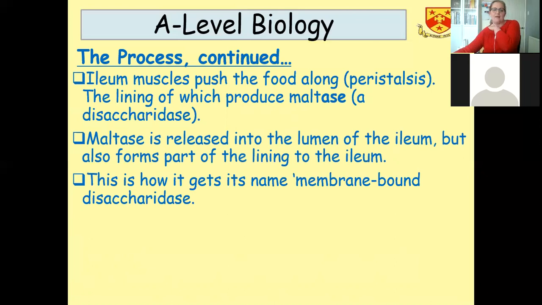This is how it gets its name, membrane-bound disaccharidase. It gets referred to as membrane-bound disaccharidase because it forms part of the lining of the ileum as well as being released. So forming part of the lining makes it a membrane-bound disaccharidase.